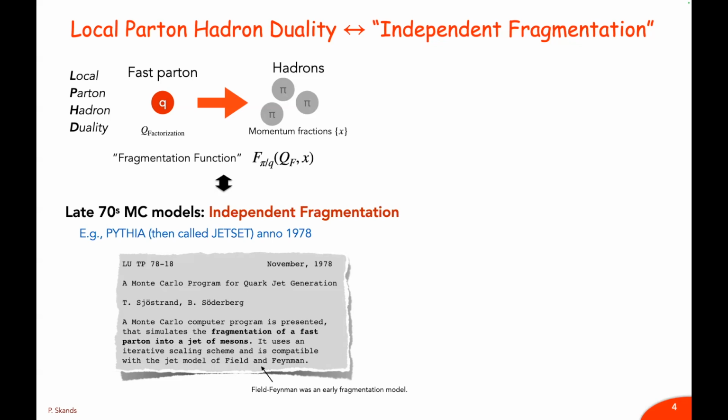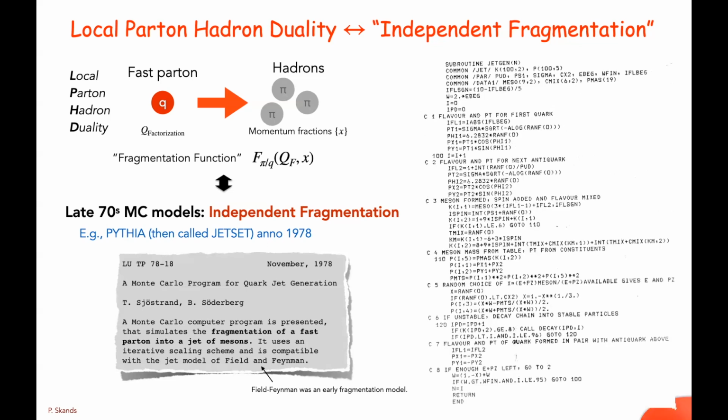And in fact, even Pythia was doing independent fragmentation in the very earliest, before we did string fragmentation. And so November 1978, this is the first sort of Pythia version for quark jet generation. And they said, in the abstract, a Monte Carlo computer program is presented that simulates the fragmentation of a fast parton into a jet of mesons. And that's basically still how we use Monte Carlos today. That is still the main purpose, if you're an experimentalist at least, or a phenomenologist who wants to take a hard scattering process, you want to fragment it into jets.